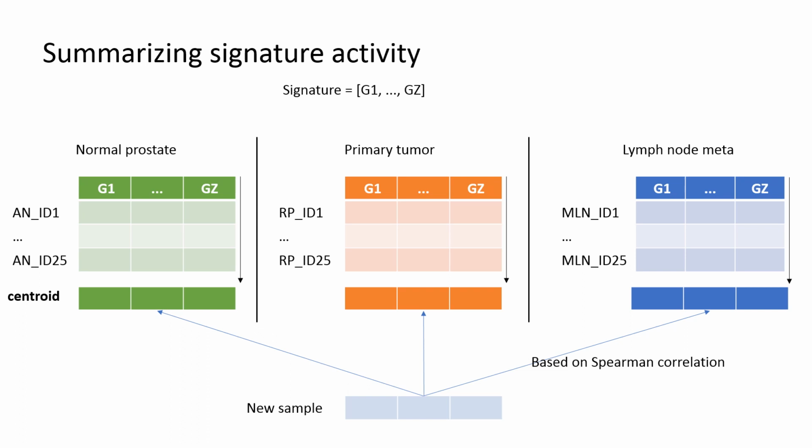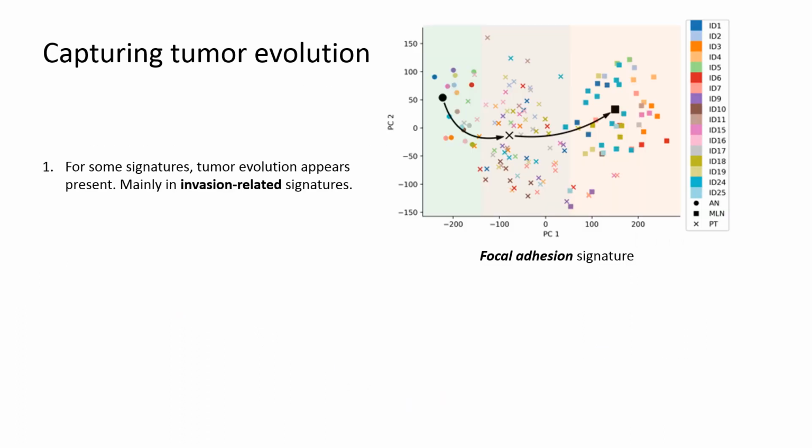For any new sample, we can then classify it into one of these 3 classes by assigning it to the class with the nearest centroid. And we found that a distance measure based on Spearman correlation works extremely well. Using cross-validation, we could then identify the signatures that could distinguish very well between these 3 tissue types. And as this implies that these signatures change from normal to primary and from primary to lymph node metastasis, we hoped that these signatures would capture tumor evolution.